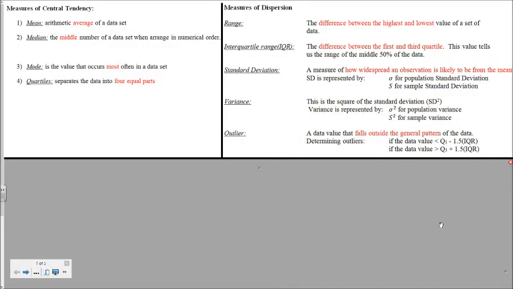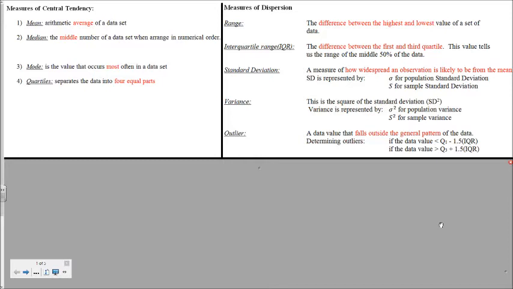Now, just as a refresher, as we're starting to talk about statistics, it's helpful to bring to mind all of those vocabulary terms related to statistics. First of all, the ones that you should be most familiar with are the measures of central tendency, which are the mean, median, mode, and the quartiles.